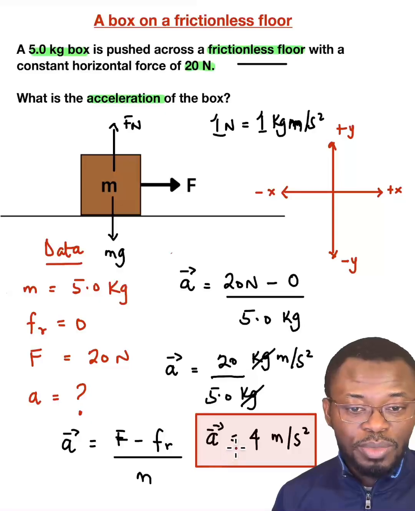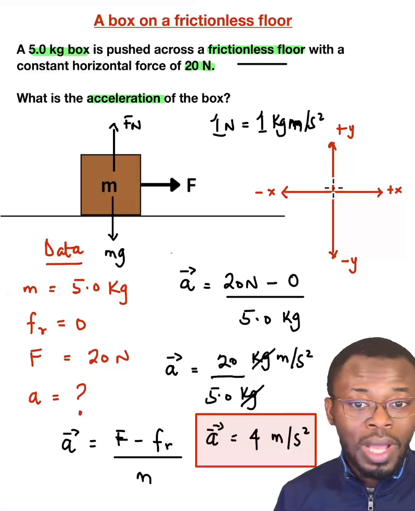It is positive because the net force is going to produce this acceleration of the box to the right. Per our coordinate system, this box is going to accelerate, meaning it is going to speed up in the right direction, that is in the positive x direction.